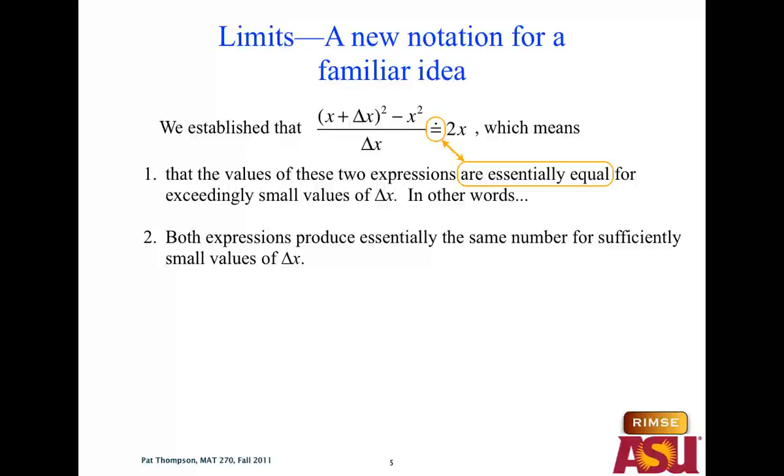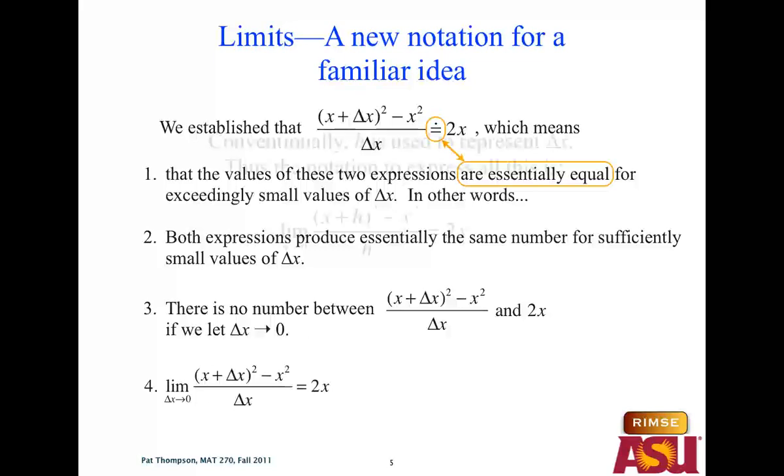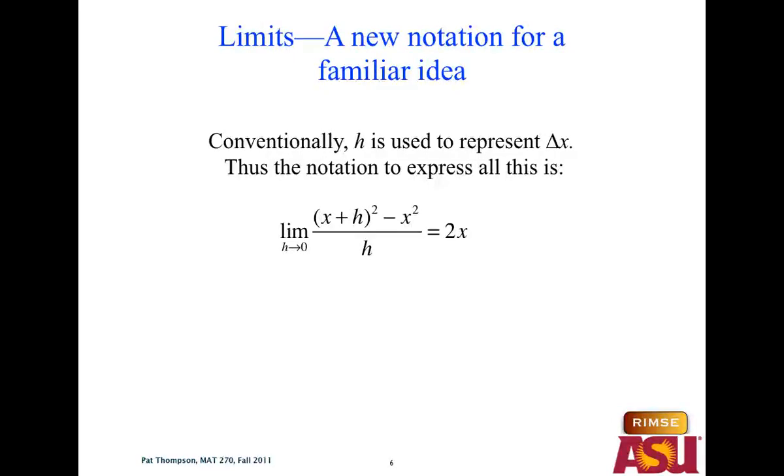Okay, and what do we say? That's the idea that there's no number between them. If you have two values that are the same, then you can't find a number between them. So you can't find a number between that expression and 2x if we let delta x go to 0. And so our notation for that is this notation right here. Conventionally, we use the symbol h for delta x. So when we use h for delta x, the notation becomes this.